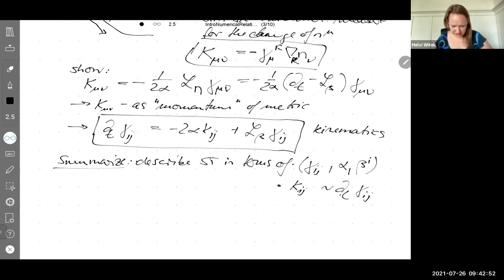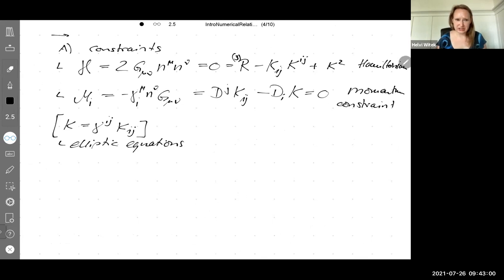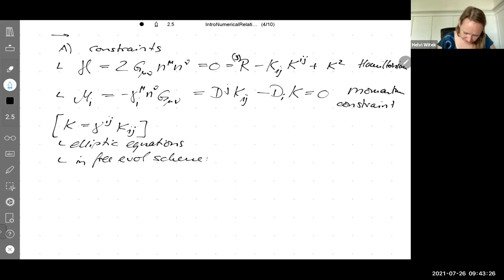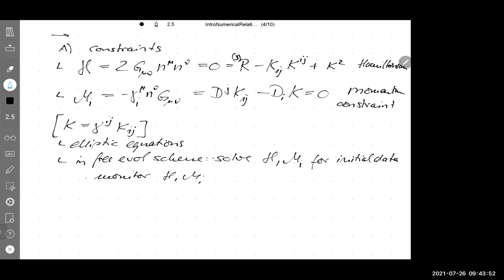So let me go back. As I said, we get these constraint equations by contracting our Einstein's equations with a normal vector in one or both indices. The resulting equations are time independent, they're elliptic equations. And as I was saying, in a free evolution scheme, which is what we typically adopt in numerical relativity, we solve the constraints, the Hamiltonian and momentum constraints, for the initial data, and then monitor that they are satisfied within numerical error during the evolution.